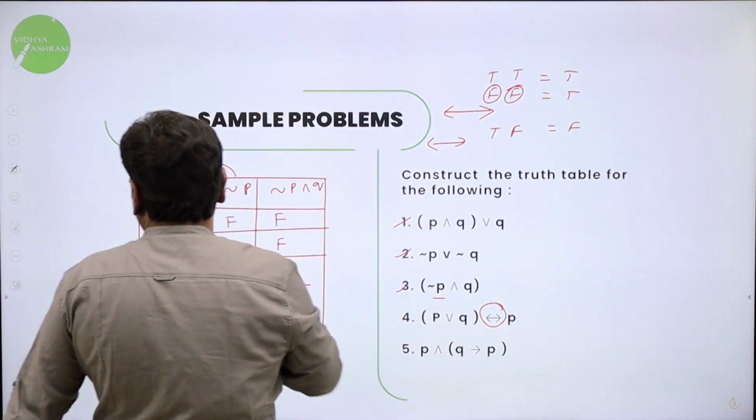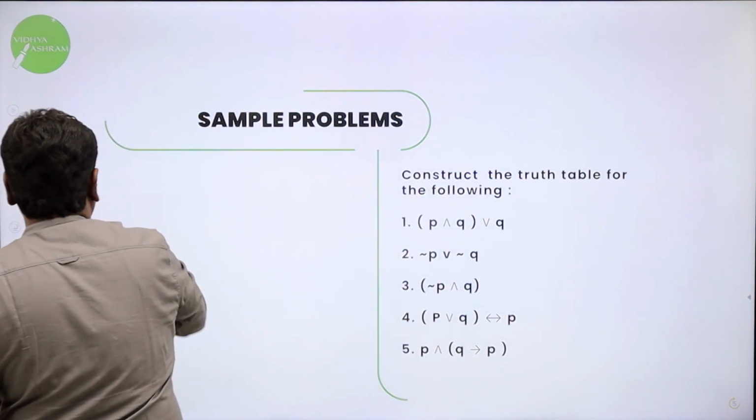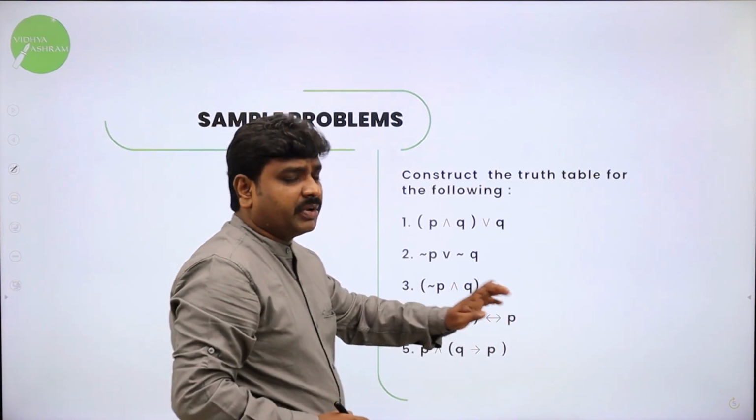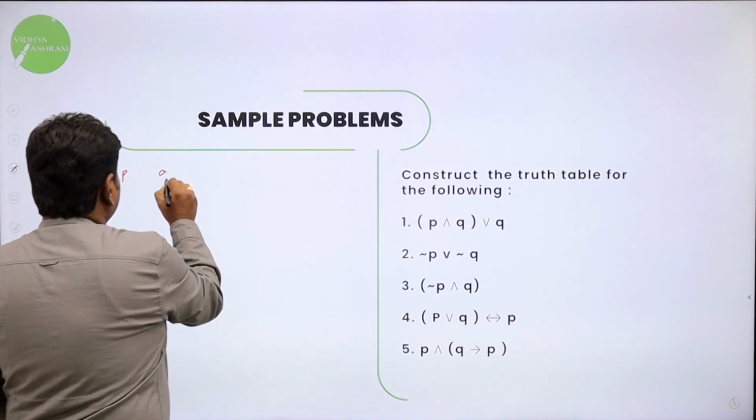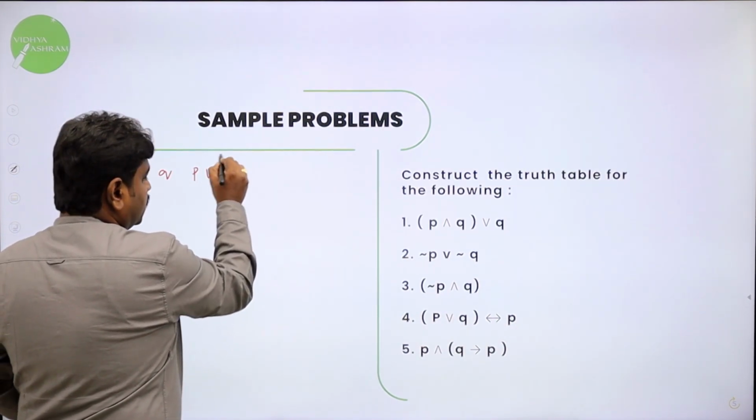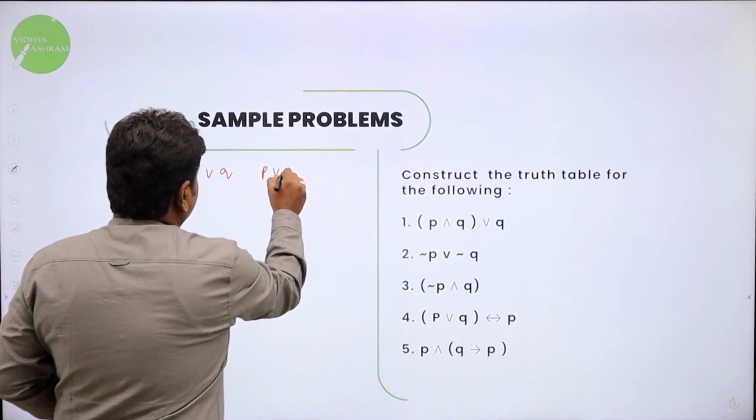So now we will go to the fourth problem. P OR Q implies P. So we will take P, Q, P OR Q, then P OR Q implies P.